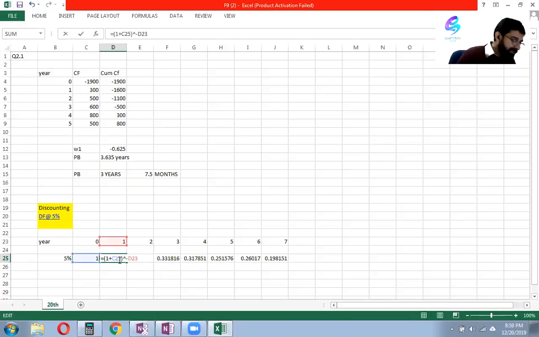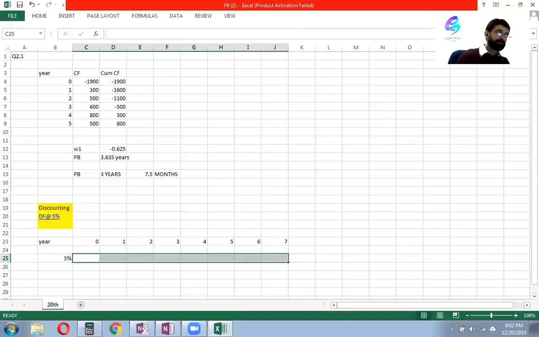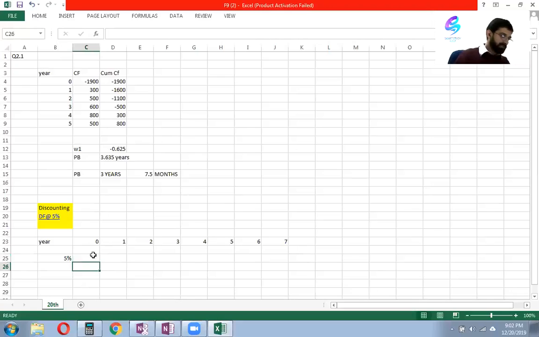Let's double check it. Did we put the minus sign? Hold on a second. Let me do it once again. So now you actually have to press F4 when you link it with the 5%. So it will be equal to 1 plus 5% and then press F4. When you press F4, it will fix exactly this value, which is 5%. And then close the bracket, raise to the power minus, and then you can click on year 0, and it will give you the same value.